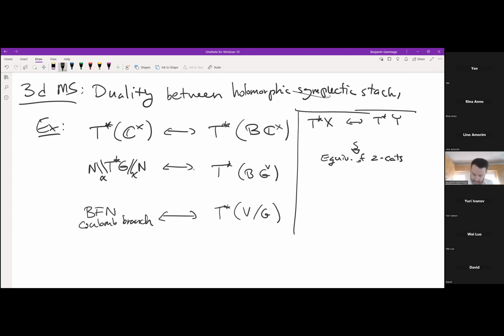A pair of two categories, where on the left-hand side, I'm going to have some two category of what I'll call perverse sheaves of categories on X. And on the right-hand side, I'm going to have some two category of coherent sheaves of categories on Y.